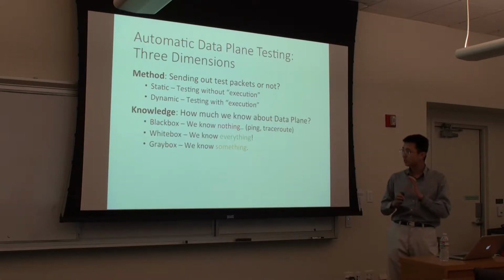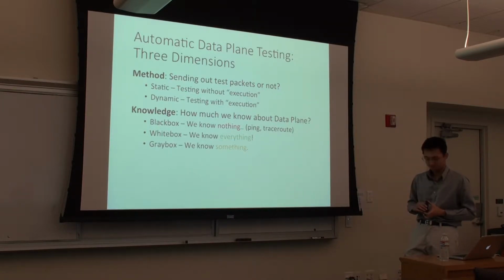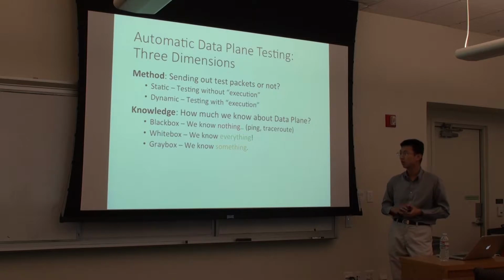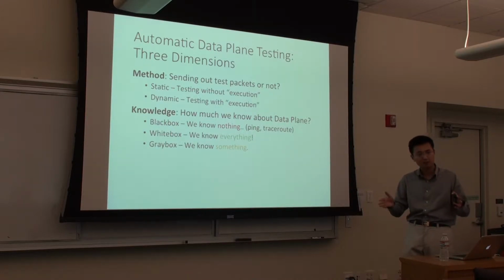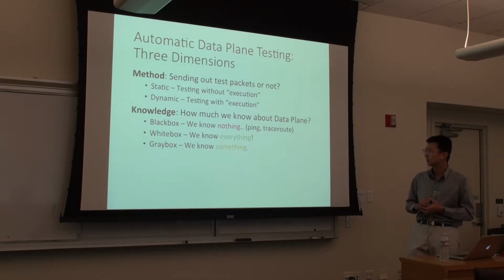The second dimension we explore is the knowledge, or how much we know about the data plane. Traditional network testing tools like ping and traceroute assume no knowledge about the data plane. So I call these tools black box testers. On the other extreme, the white box testers assume that they know everything about the data plane. Everything about the data plane is deterministic and static, so they know about it. And a gray box tester sits somewhere in between, assuming it knows something about the data plane.